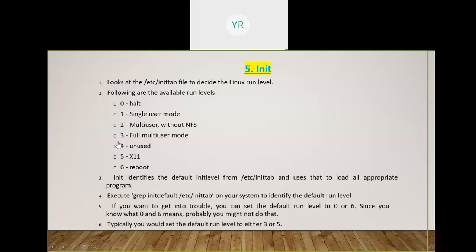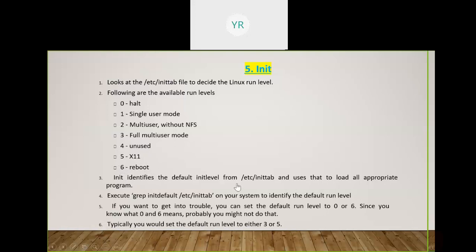Next, run level 4 is not used, and run level 5 is similar to full multi-user mode, but it will allow some GUI. Our lab is in run level 5 only, I will show you. Last one, run level 6, is reboot. If you execute init 6, then our system will reboot. I will show you one by one.